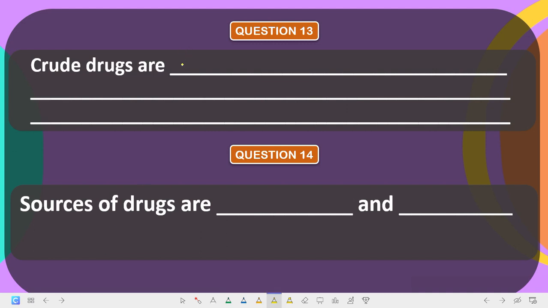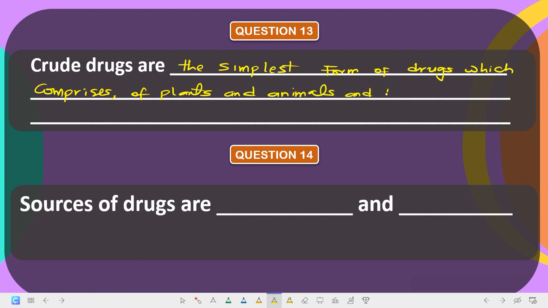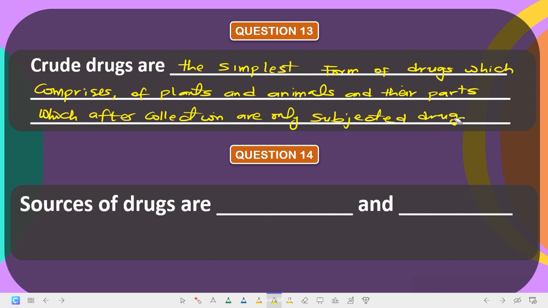Crude drugs, what are crude drugs? Crude drugs are the simplest form of drugs which comprise of plants and animals and their parts which after collection are only subjected to drying. So those are crude drugs.